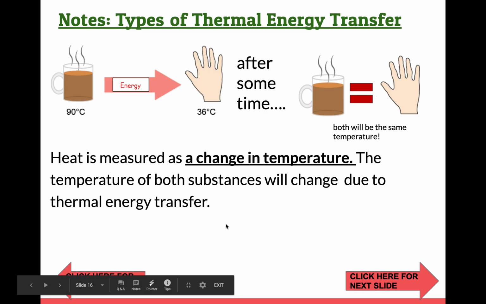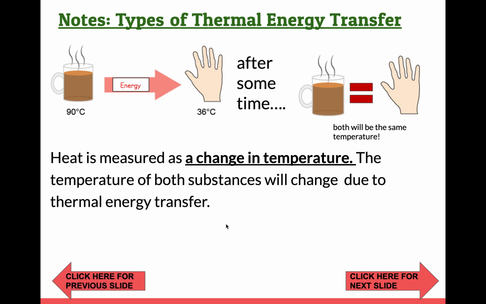And heat is measured as a change in temperature. So how do you know that thermal energy transferred? You'll know when you see that the temperature of both substances has changed. So if thermal energy from the coffee goes to your hand, after some time, the temperature of the coffee and the temperature of your hand will be equal. Both will be the same temperature. And that's how you know that thermal energy has transferred. Of course, the coffee's temperature will no longer be 90 degrees. It's going to decrease. And your hand will no longer be 36 degrees. Your hand is going to get warmer, so it's going to increase in temperature.